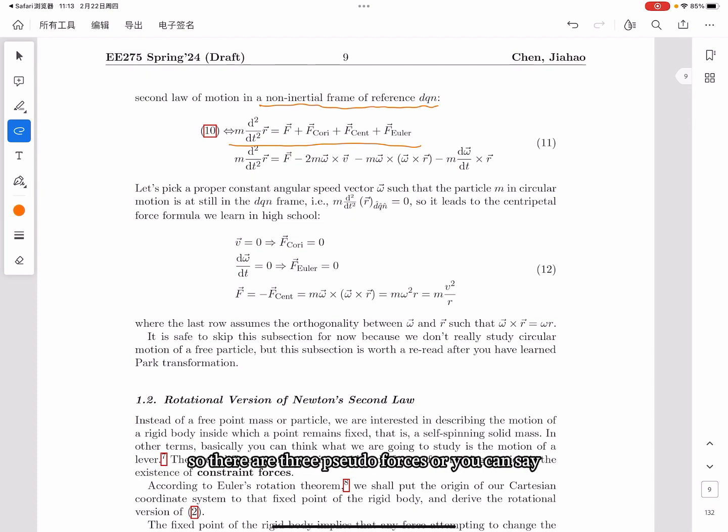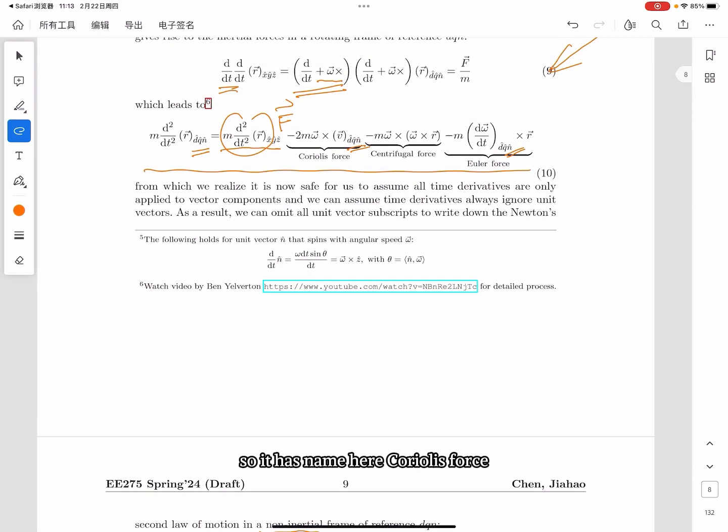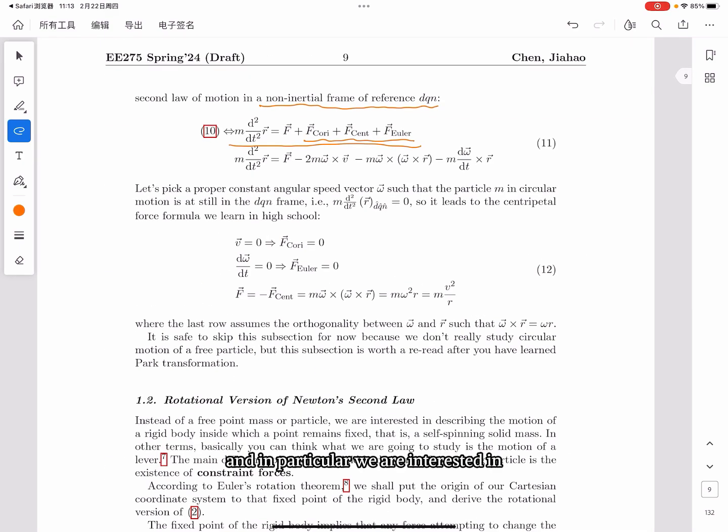So there are three pseudo forces, or you can say inertial forces, known as the Coriolis force, centrifugal force, and Euler force. In particular, we are interested in constant angular speed circular motion of a point particle such that its velocity in the dqn frame is 0. That's why the Coriolis force is 0, and the speed of the frame is constant, so the Euler force is also 0.